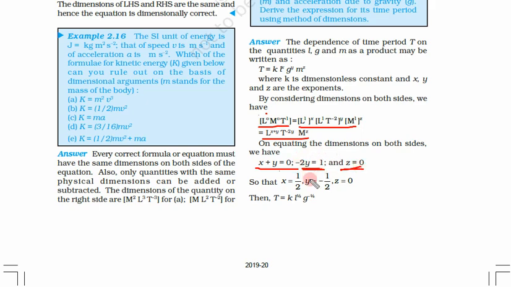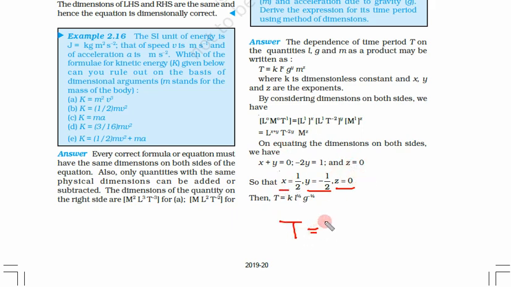When we solve, what do we get? First we get y. y is equal to minus 1 by 2. z is equal to 0. And x, when we put y here, is equal to plus 1 by 2. So after solving these equations, we get x equal to 1 by 2, y equal to minus 1 by 2, and z equal to 0. So now let us put all these values.